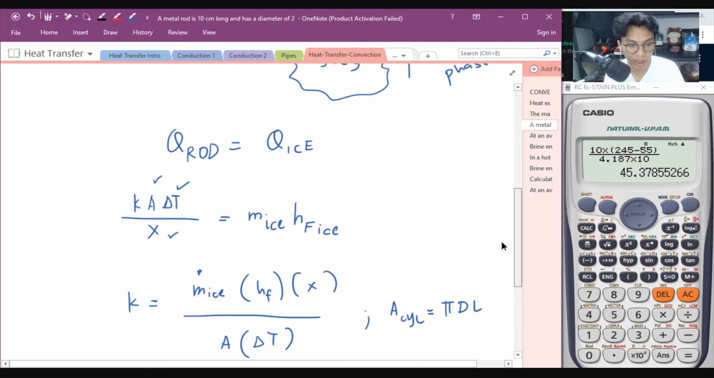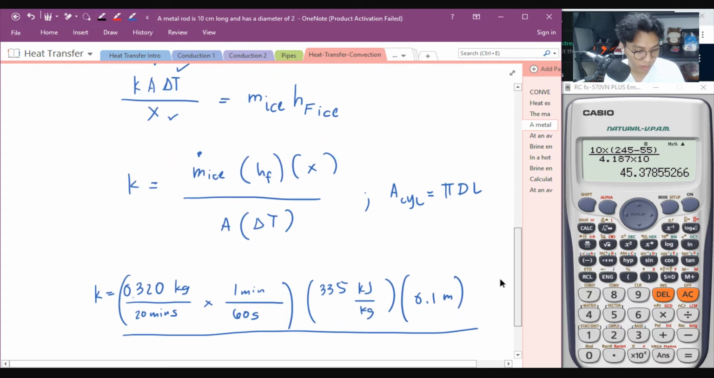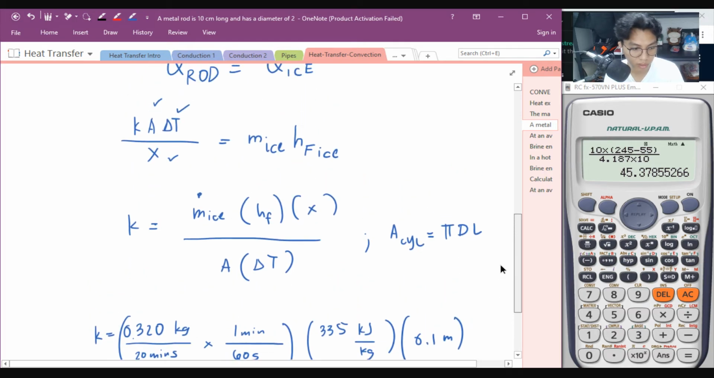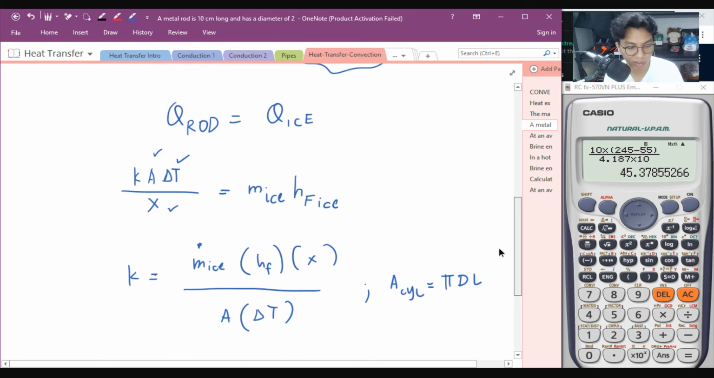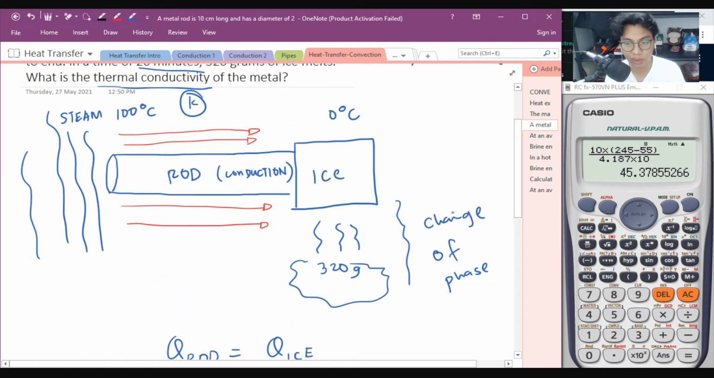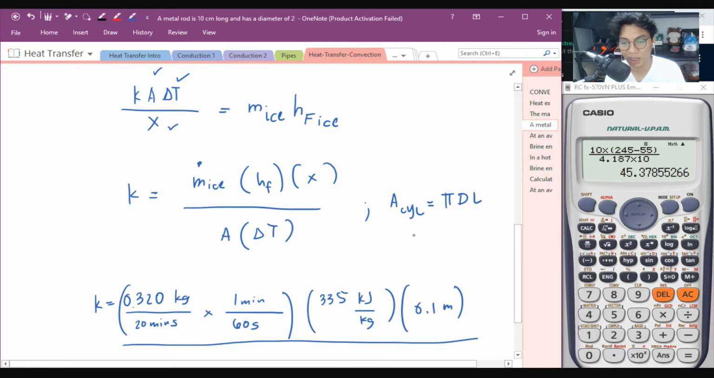Tapos yung area. Area is... may mali ata ako dito. Area lang pala nung rod. Cross-sectional area, hindi pala surface area. The cross-sectional area, pag cylinder, ito yung surface area. Pag naman cross-sectional, yung pala yung tinawid. The cross-section is not this one, not this one.